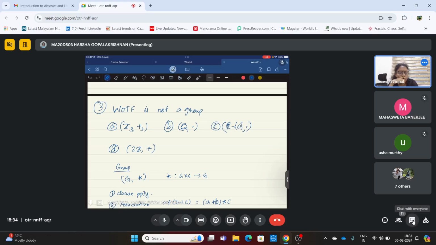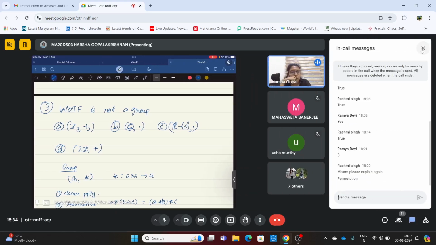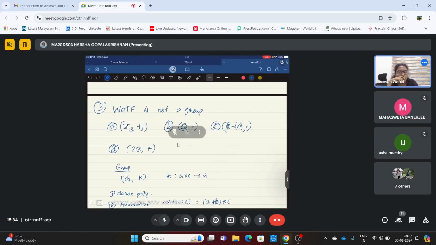Any answer? Or we can go option wise. First we will go to option A, Z3 plus 3. Can anyone tell whether this is a group or not? The question is to find the set which is not a group. Here the first one is Z3 plus 3. Whether it is a group or not.